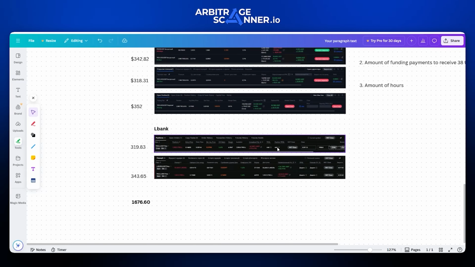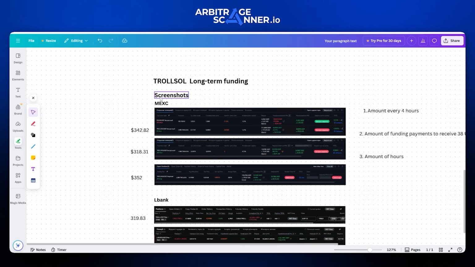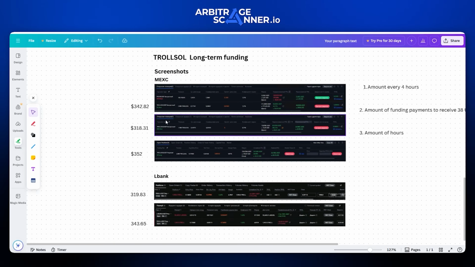A hedge means opening the opposite position to protect from the main one. For example, if you have a long on one exchange, you open a short on another to reduce the risk of losses from price movements.